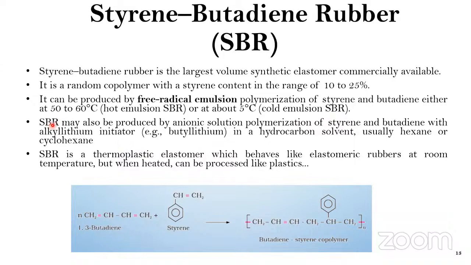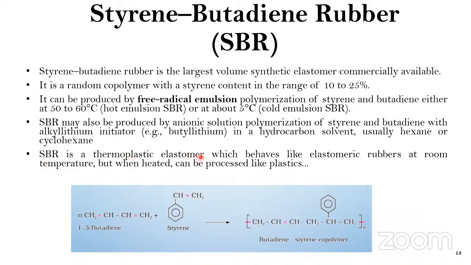SBR is also produced by anionic solution polymerization. As I told you, it is produced by emulsion polymerization as well as solution polymerization of styrene and butadiene with an alkyl lithium initiator like butyl lithium in a hydrocarbon solvent, usually hexane or cyclohexane. Okay. So SBR is what?